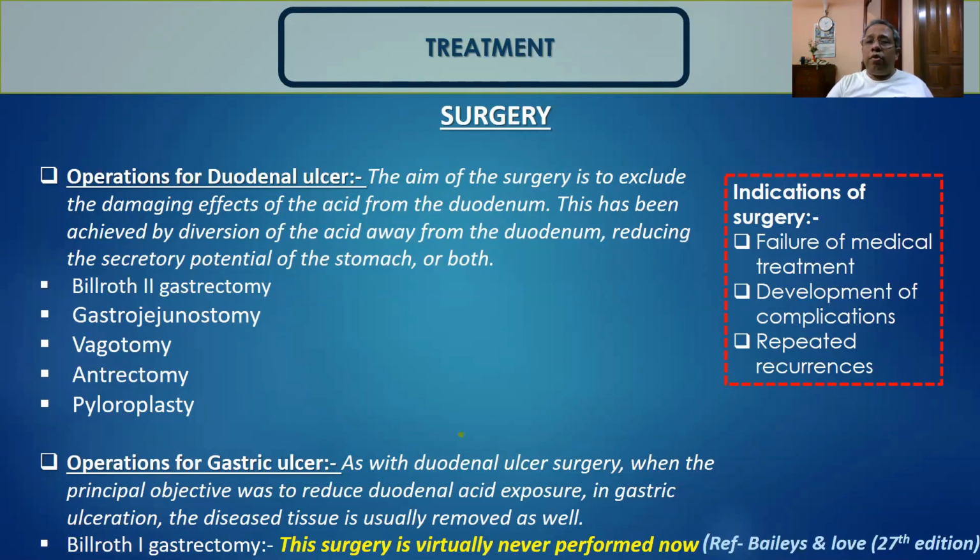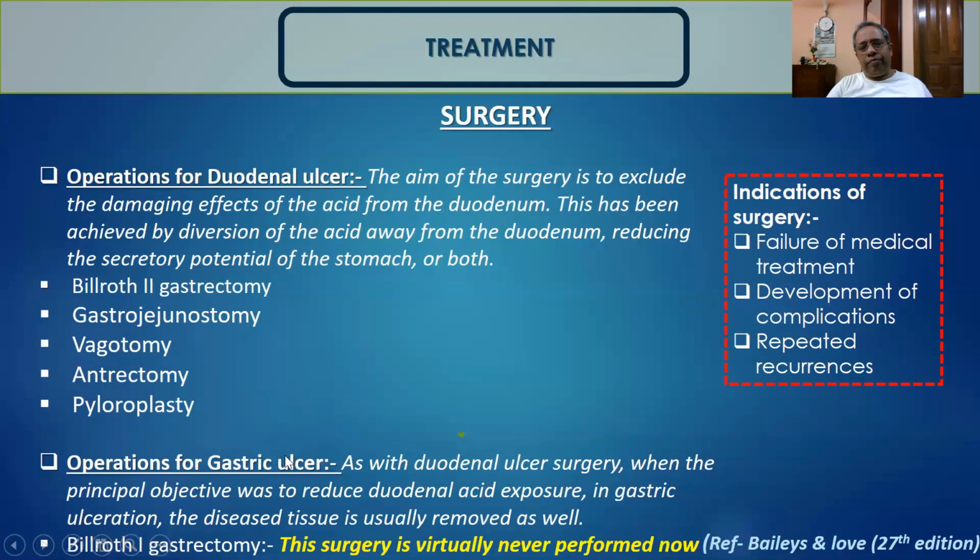This is done not for the duodenal ulcer itself, but for the complications of the duodenal ulcer. That means whenever the patient presents with pyloric stenosis, vomiting, only in those cases do we go for surgical treatment, like truncal vagotomy with gastrojejunostomy. But there are other options like Billroth 2 gastrectomy, vagotomy, enterectomy, pyloroplasty. These are all the options for duodenal ulcer disease treatment.